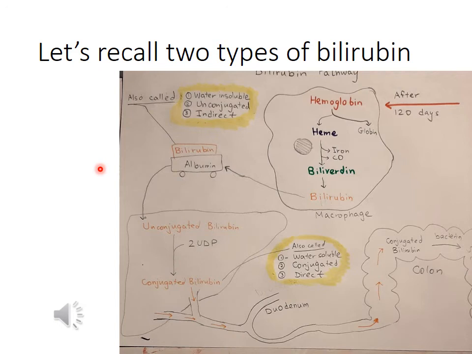This conjugated bilirubin in the liver is then secreted into the bile system. This conjugated bilirubin produced in the liver is called water soluble bilirubin or conjugated bilirubin or direct bilirubin.